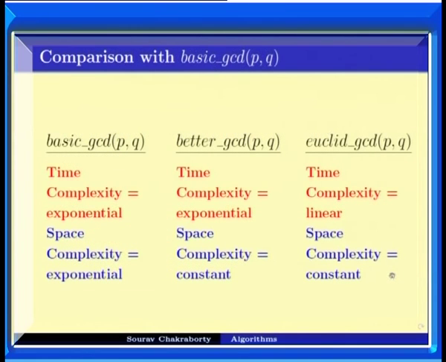Here are the comparisons of these 3 things. We have the time complexity, which is exponential in the case of basic, even in beta it was exponential, and in Euclid we have gone to linear. For space complexity, we jumped from exponential in basic to constant in the beta algorithm, and for Euclid it is still constant. So Euclid is significantly better than both of the other 2. Now, here one can ask some questions.